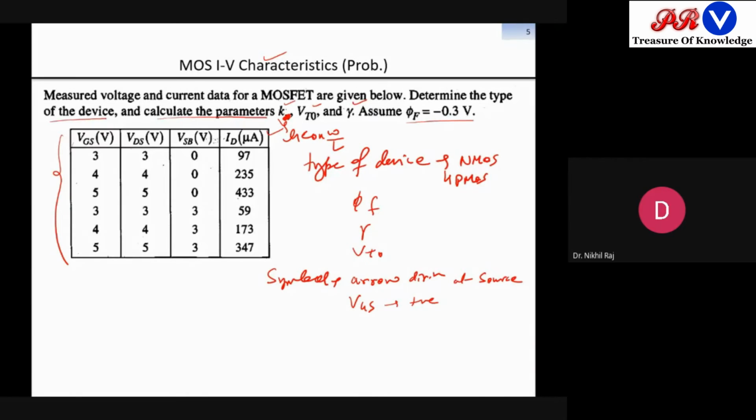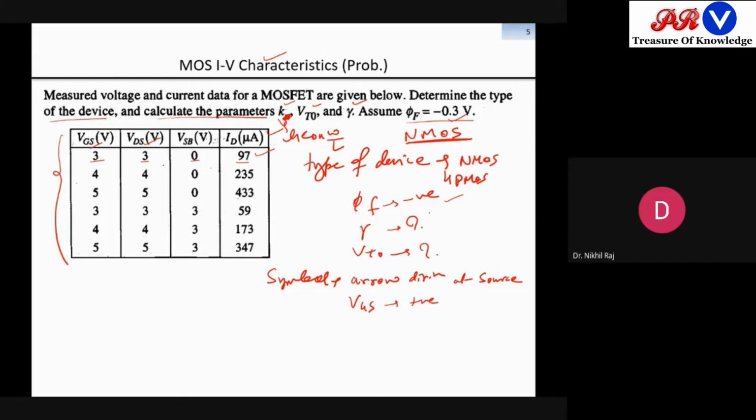So which type of device is there? We see the information here. What we see is that phi f is negative here, gamma is not given, this we have to calculate. VT naught is also not given. So phi f is negative. Then we check here VGS, VDS, VSB is 0. VGS is positive, VDS is positive, and ID is positive. So which type of device is it representing? It is nothing but an NMOS.